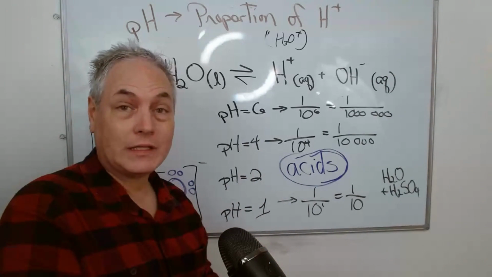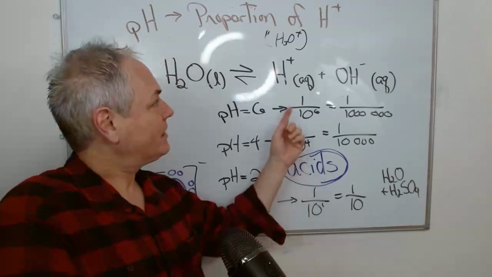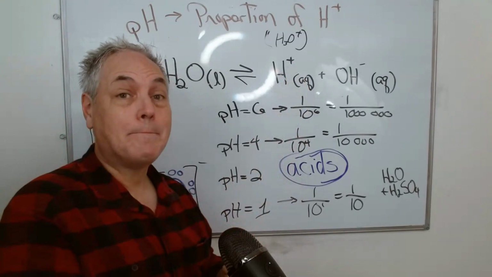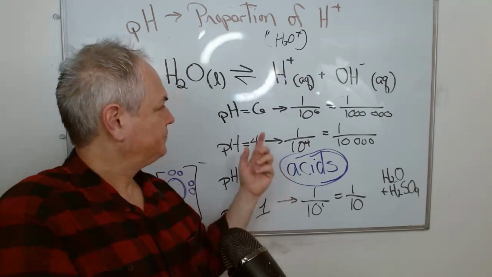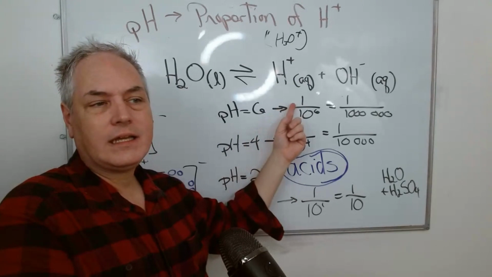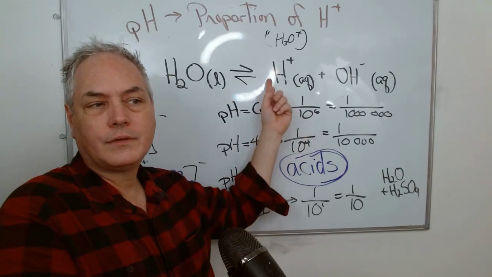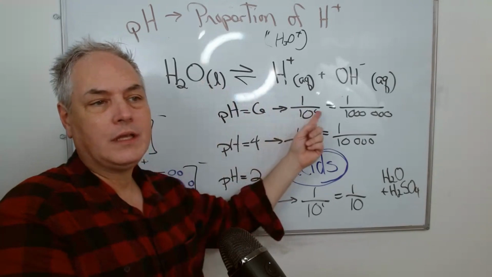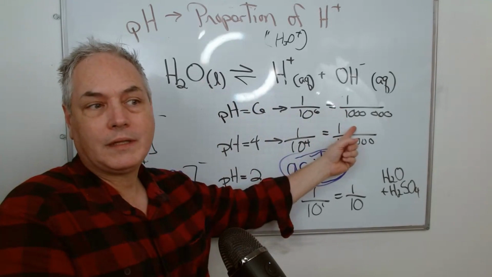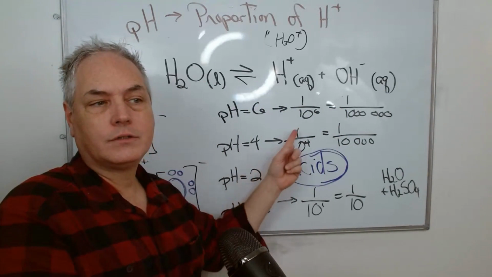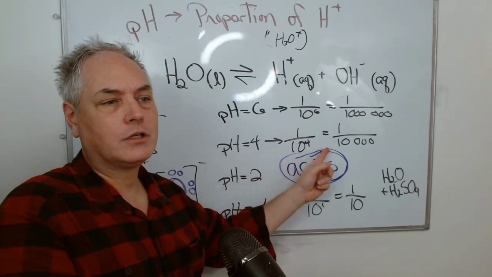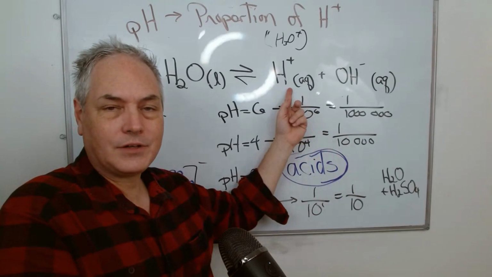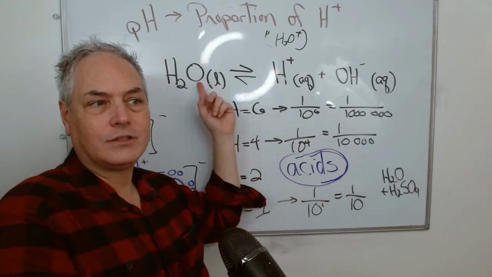So how do we know what it means? It means that there is a proportion of hydrogen ion much more present. So if you have a pH of 6, it is a ratio of 1 hydrogen ion over 10 to the power of 6 molecules of water. That means 1 over 1 million. If you have a pH of 4, it is 1 over 10 to the power of 4, which is 1 over 10,000. So there's 1 positive hydrogen ion per 10,000 water molecules.